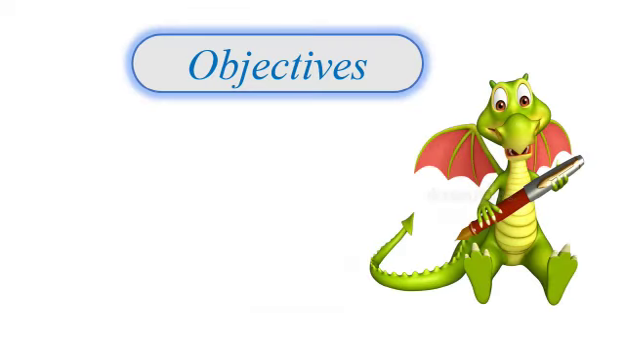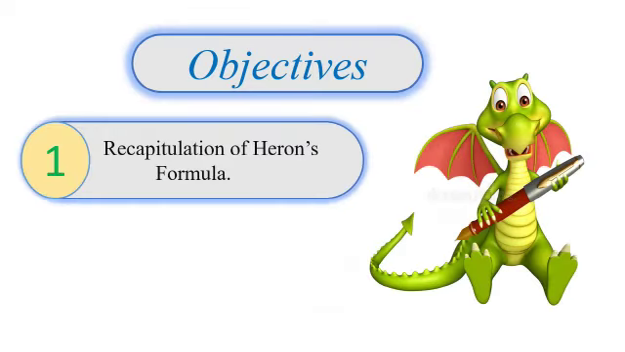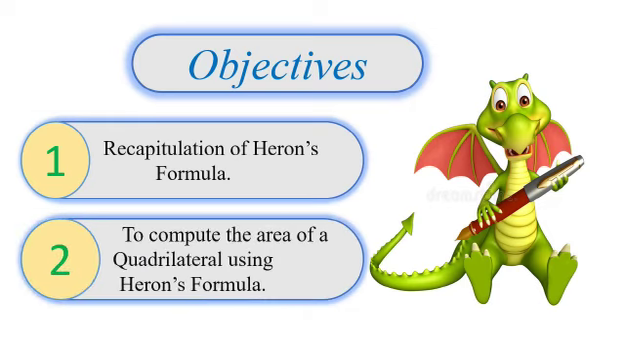So today's objectives are we are going to recapitulate Heron's formula, and then we are going to compute the area of a quadrilateral using Heron's formula. Let us now look into Heron's formula.